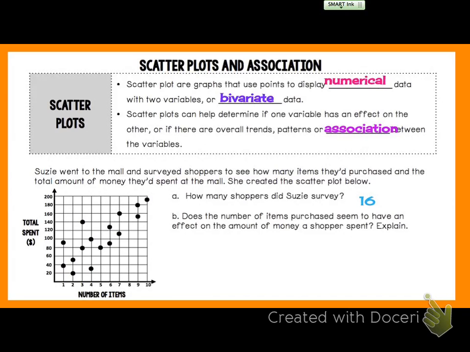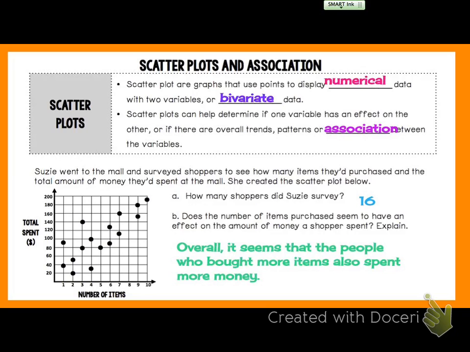Okay, so as your X is increasing, you can see that your Y is increasing. So that means it has a positive association. Okay. So overall, it seems that the people who bought more items also spent more money.